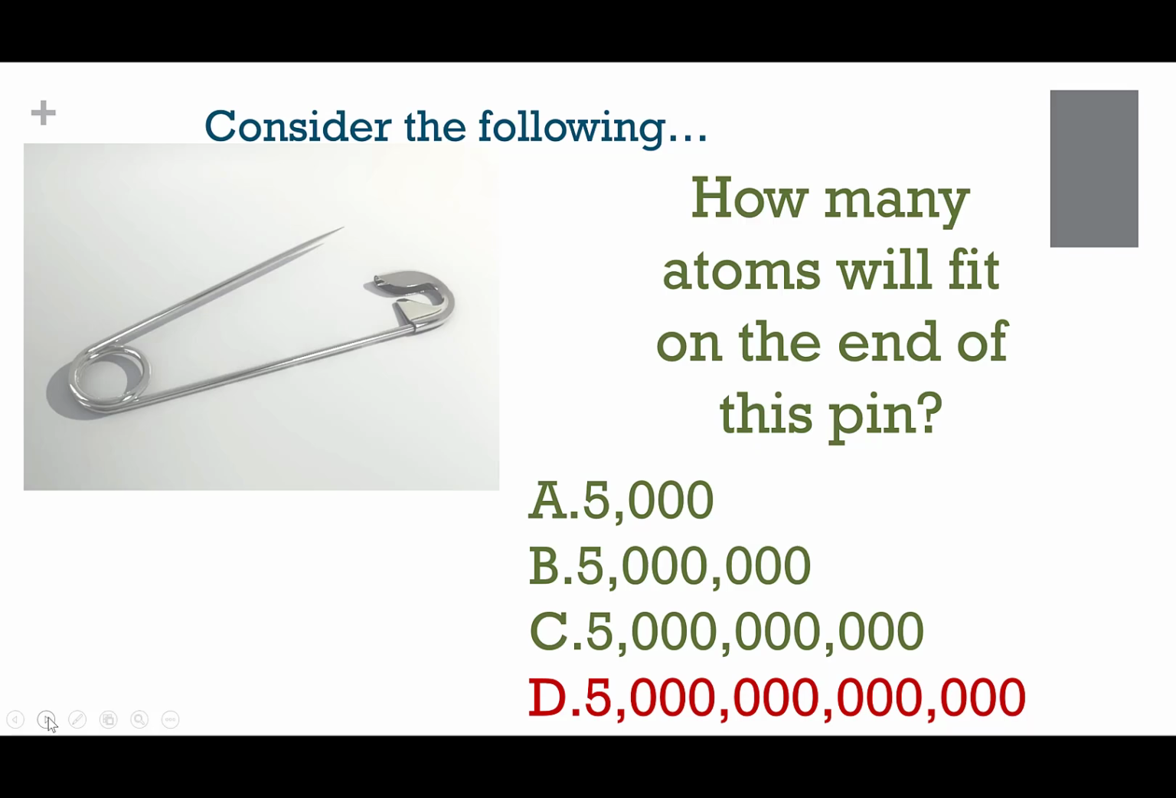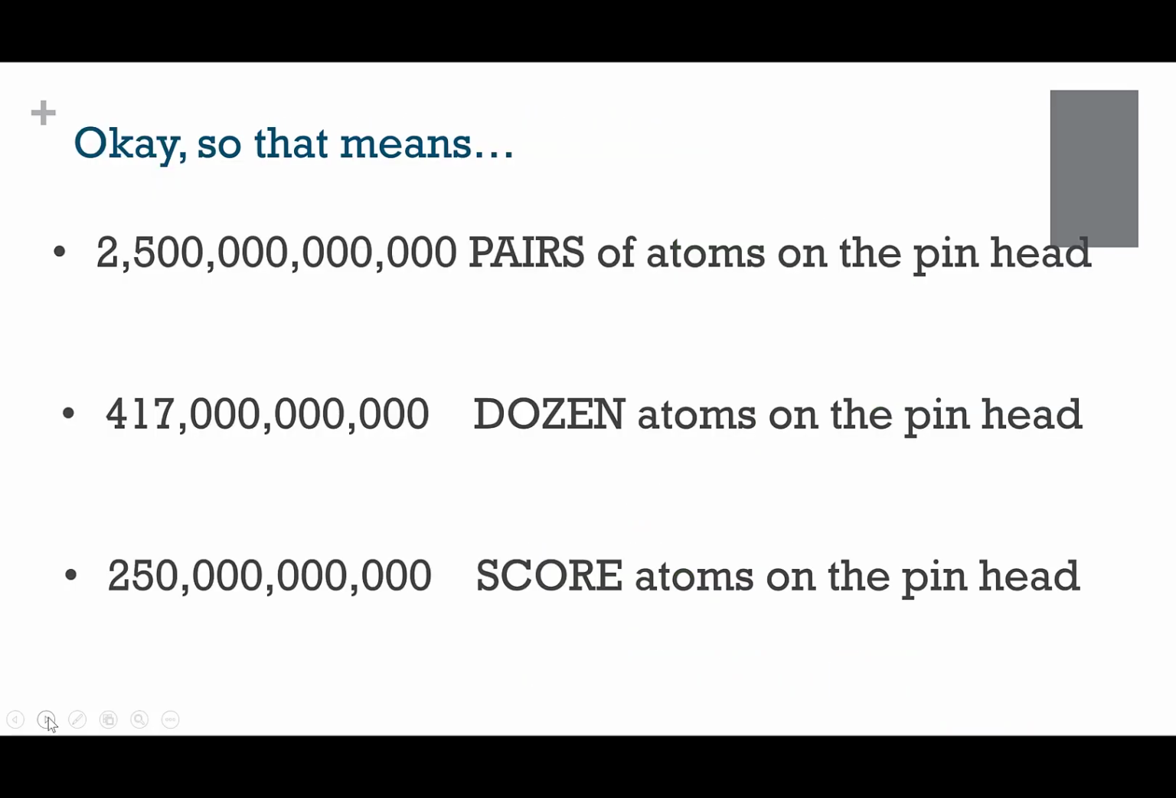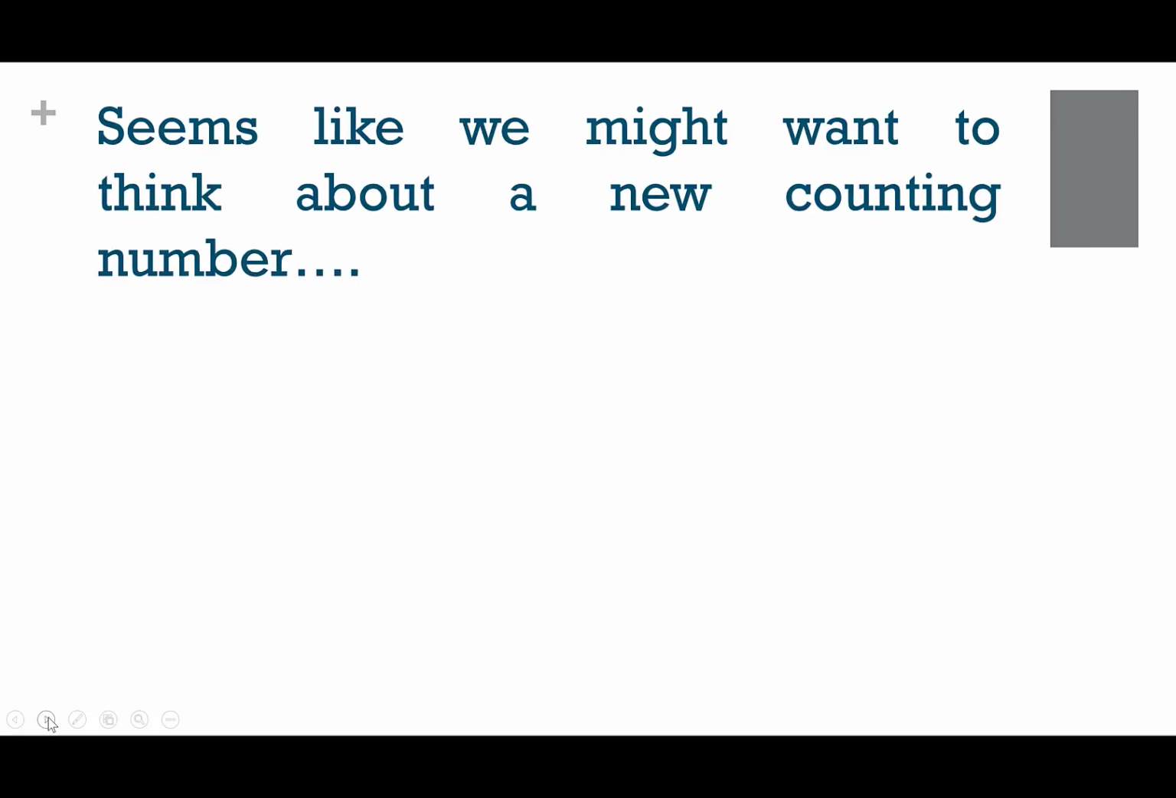Okay. So let's see if we can use some of the counting numbers that we talked about to reel in and make that number maybe a little bit more user-friendly. So if we talk about how many pairs of atoms that would be, still lots of zeros. If we talk about how many dozen atoms that would be, still a ridiculously big number. And if we talk about how many score atoms that would be, man, that number just isn't getting any friendlier, right? Still lots and lots of zeros to count. So it seems to me like we need a new counting number. We need something that would reel in our really big numbers in chemistry, make them a little bit more user-friendly.